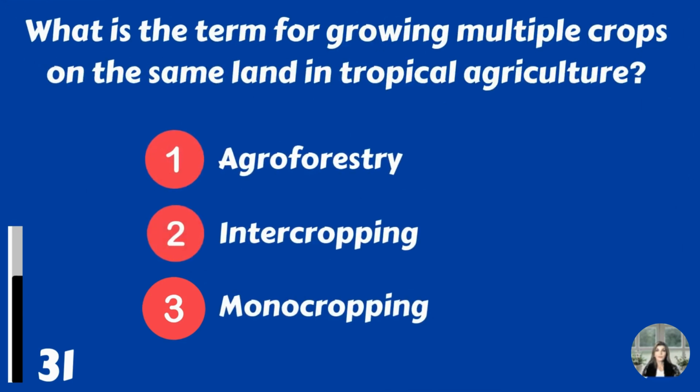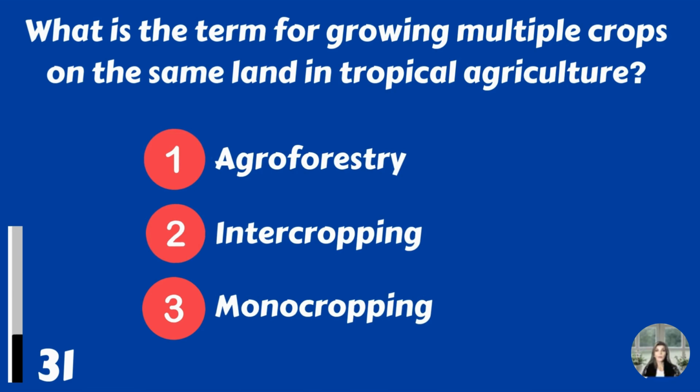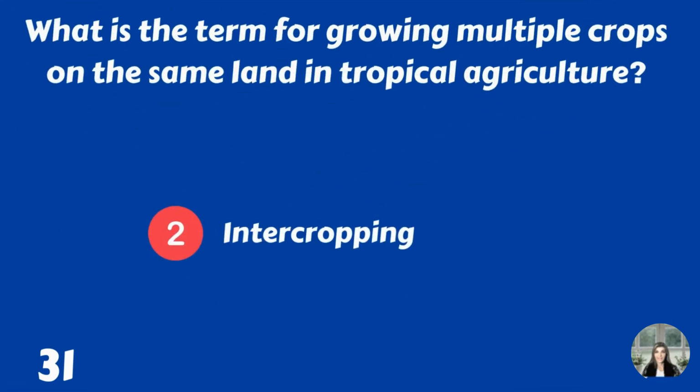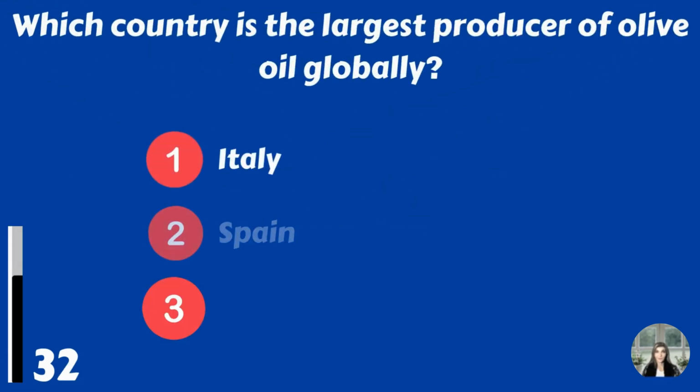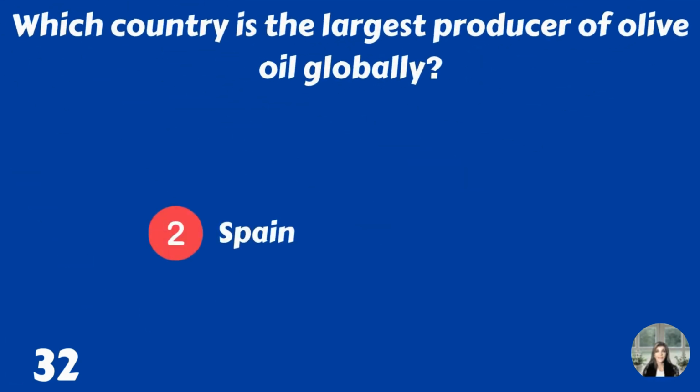What is the term for growing multiple crops on the same land in tropical agriculture? Agroforestry, intercropping, or monocropping? Intercropping. Which country is the largest producer of olive oil globally? Italy, Spain, or Greece? Spain.